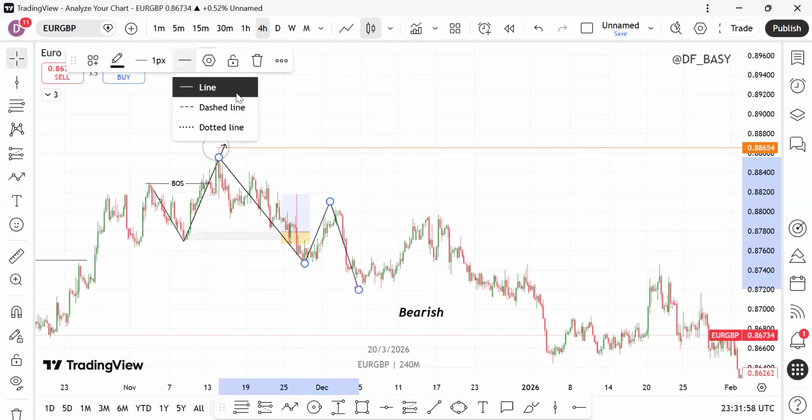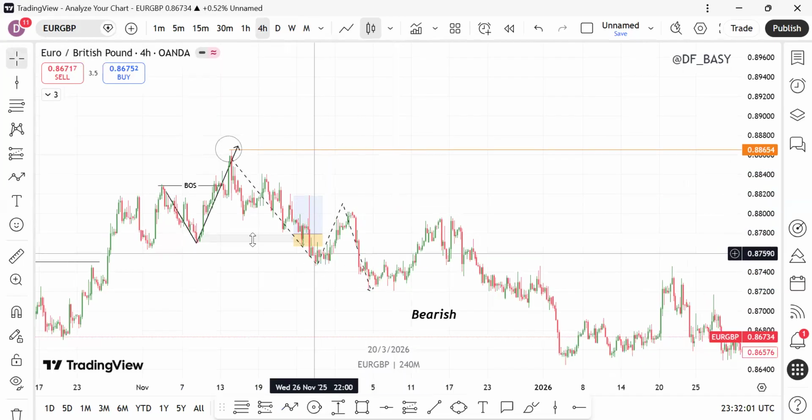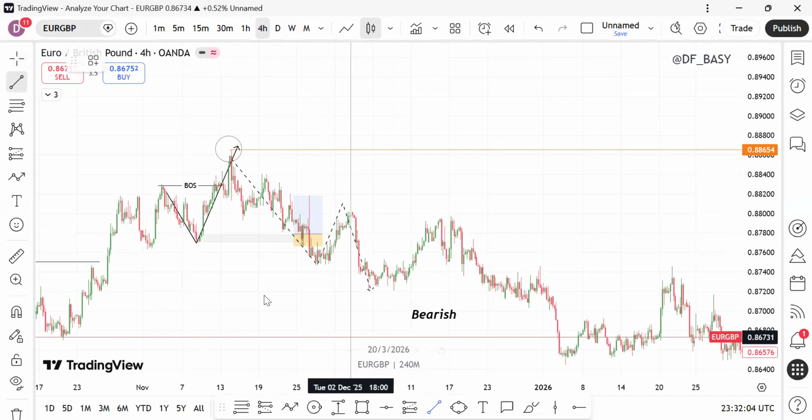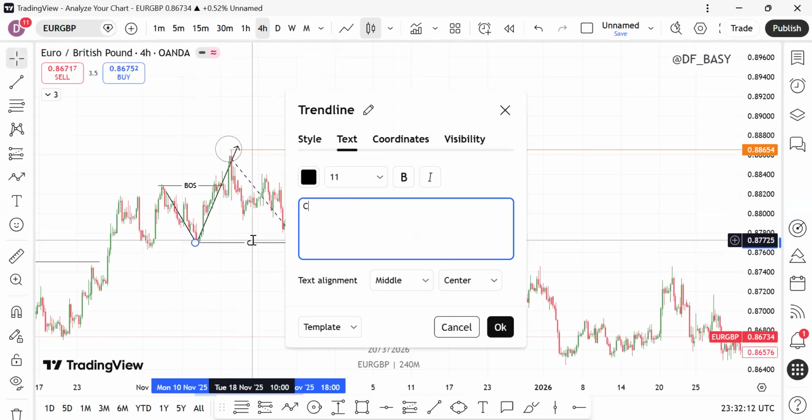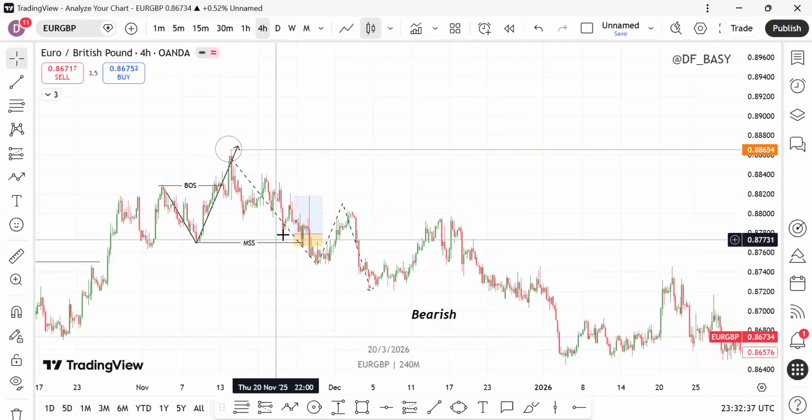So now, if you look closely, if you can remember the diagram I showed you, there's what we call a change of character here. Call it a change of character. That's your change of state of delivery, but change of state of delivery is more intense and more refined, and you can also use it as an entry. Or let's say you call it market structure shift, MSS.